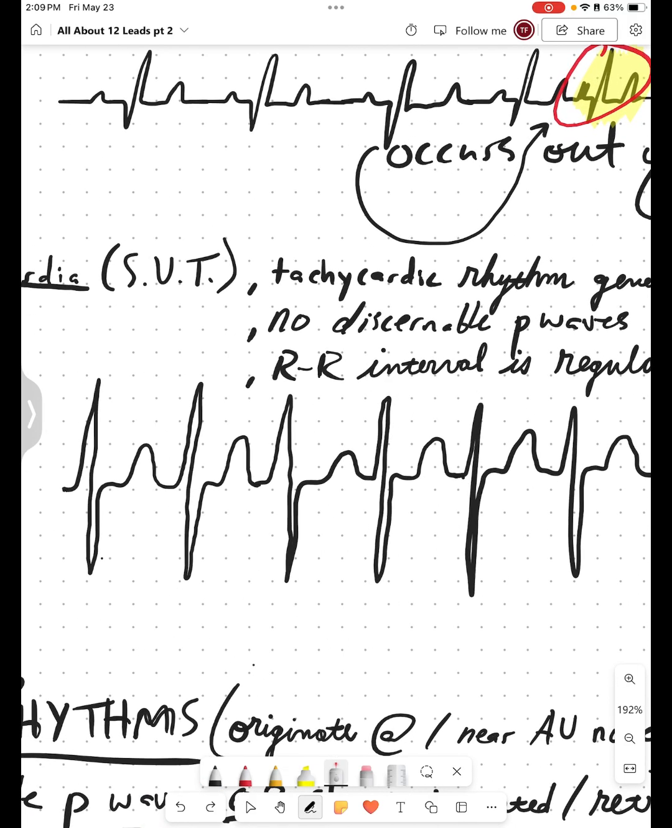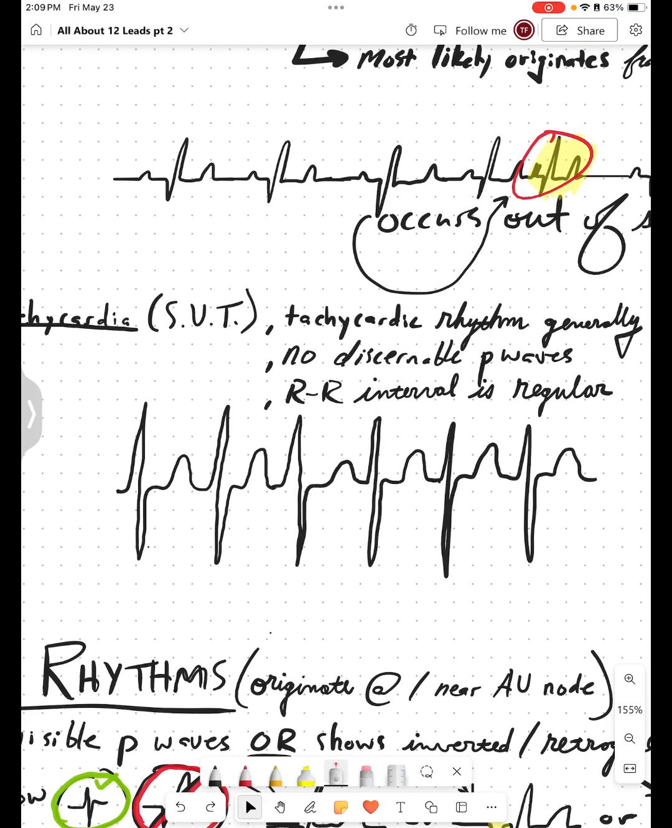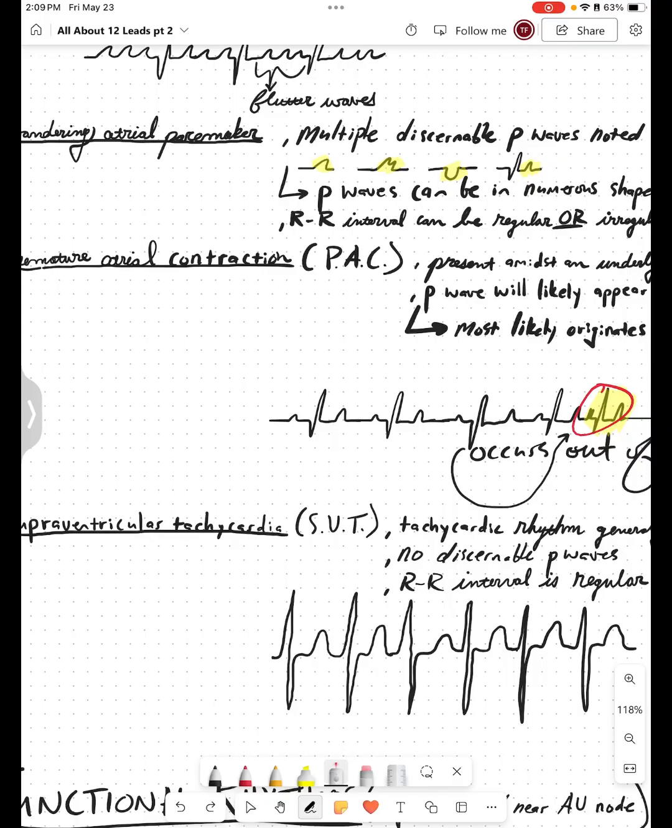If this were to be irregular, this would most likely be what's called AFib with RVR, atrial fibrillation with rapid ventricular contraction. And that is atrial rhythms.